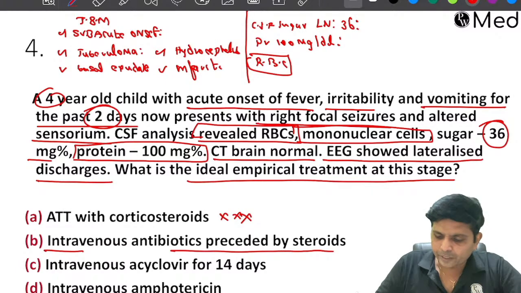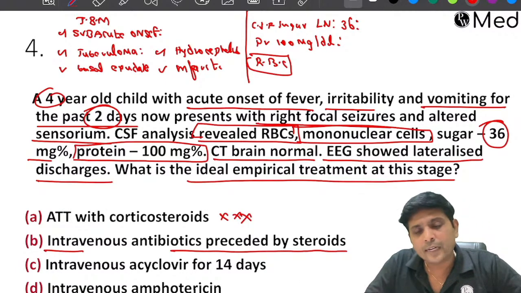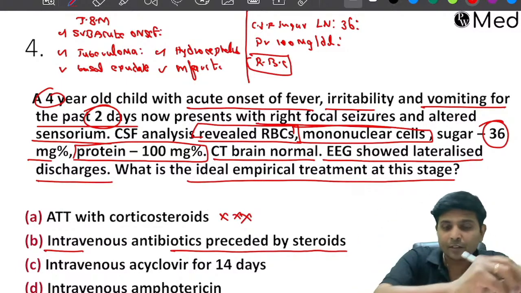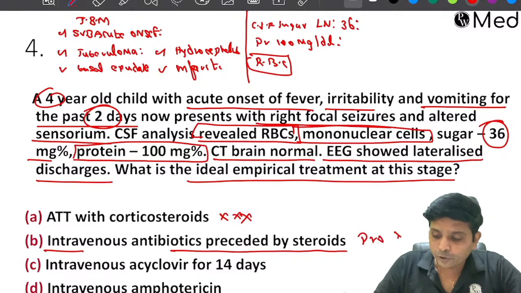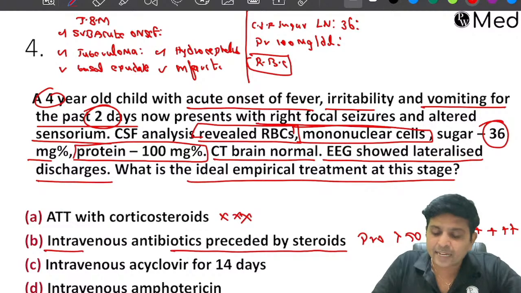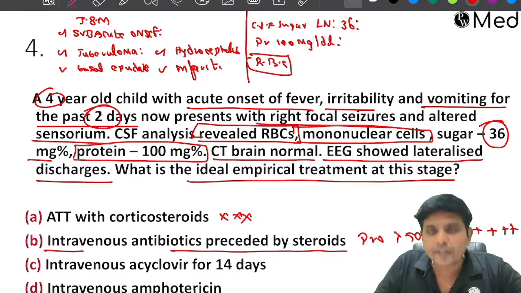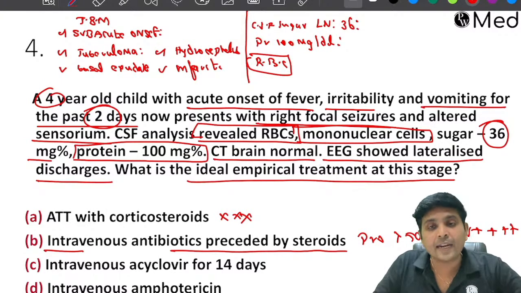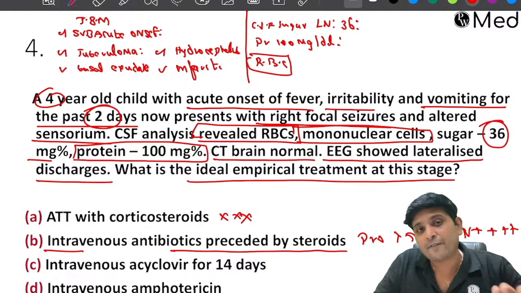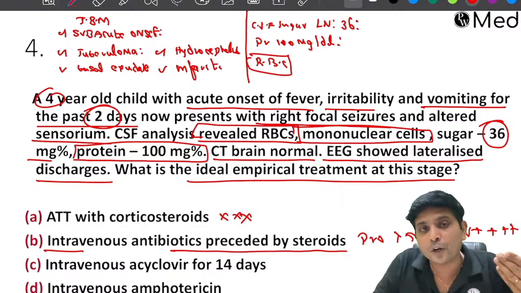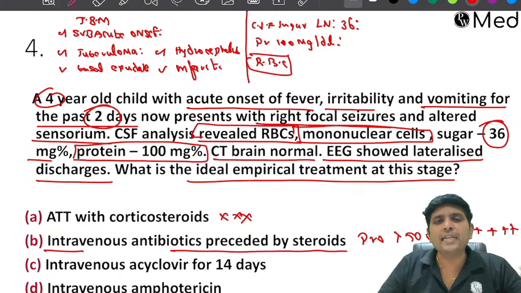Intravenous antibiotics preceded by steroids, what does it mean? Is it a case of pyogenic meningitis? For pyogenic meningitis, the protein will be more than 500. It is neutrophils rather than lymphocytes. Here there are lymphocytes, not neutrophils. Unlikely to be due to bacterial meningitis. And finally, in bacterial meningitis, the CSF sugar will be very, very low, to the extent of less than 10 milligram per deciliter. But here the CSF sugar is little bit low normal.